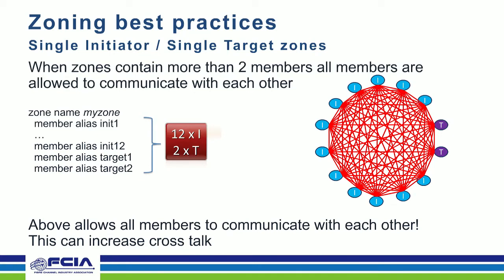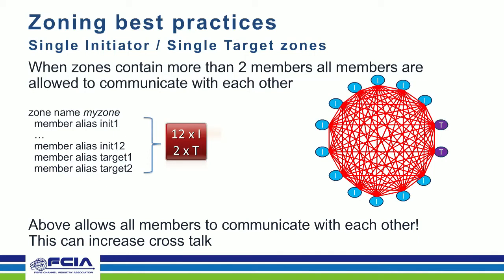Okay, so up to this point, we've talked about what zoning is and how it works and how to connect the switches. But now I'm going to dive in a little bit about some zoning best practices. The first one we'll cover here is single initiator, single target zones. Before I describe what these are, let's go over an example of zoning everything together in one zone, and discuss why this would be undesirable.